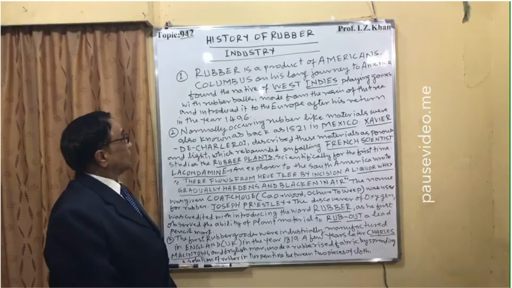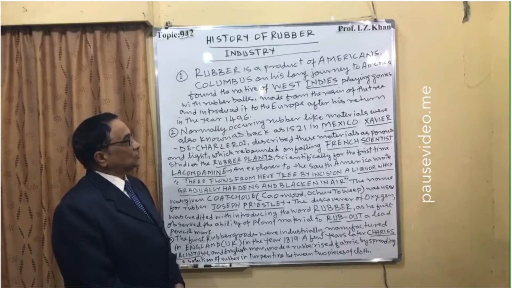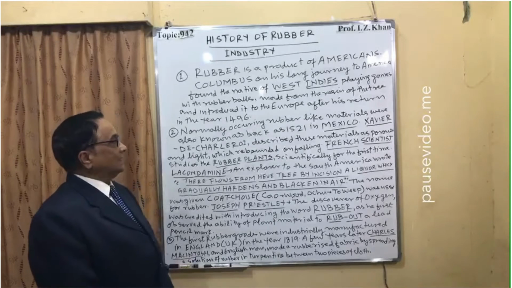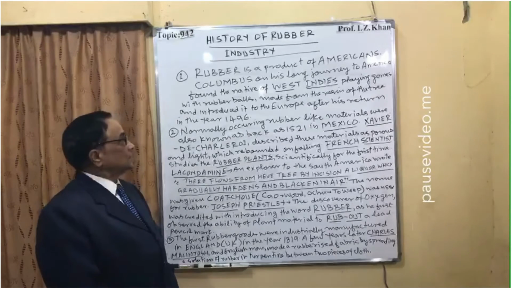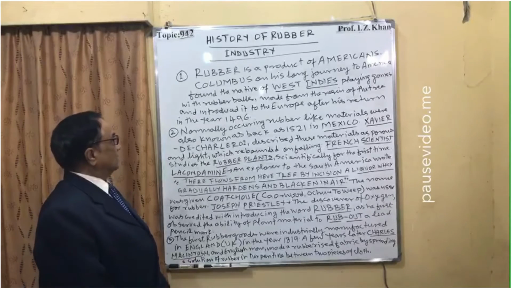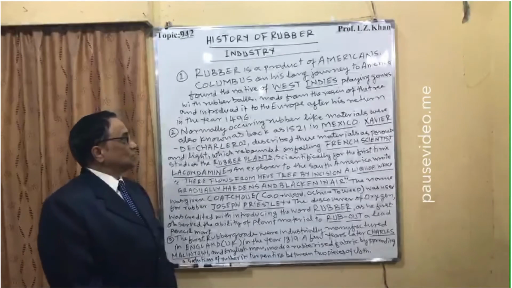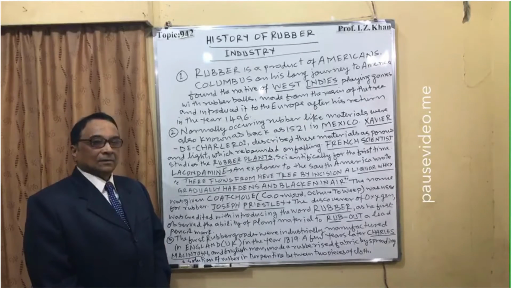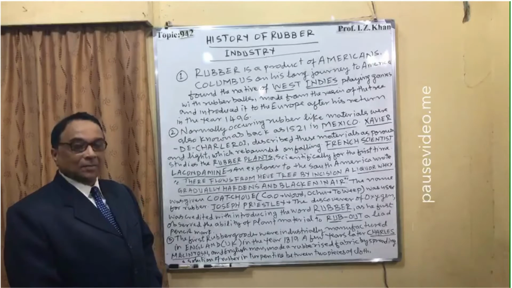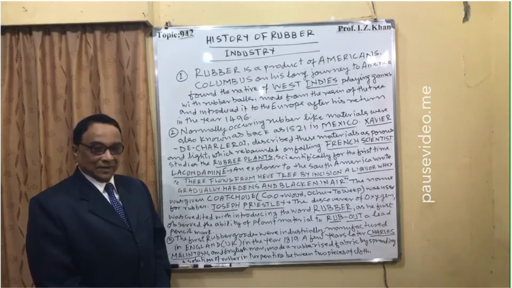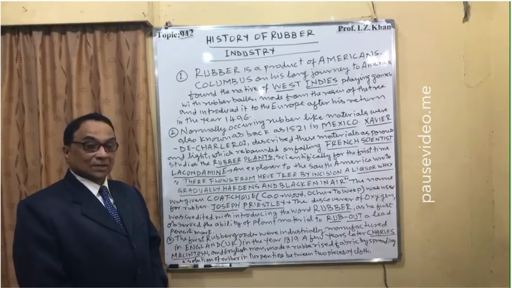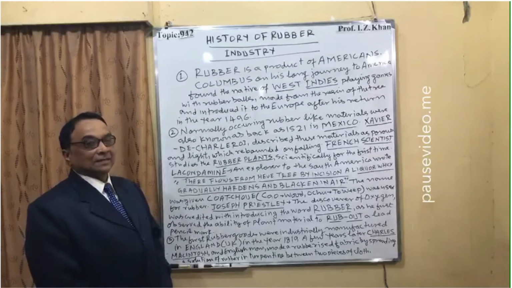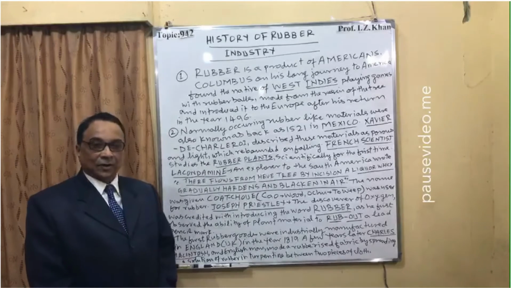And Columbus, on his long journey to America, found the natives of West Indies playing games with rubber balls made from the resin of the tree, and introduced it to Europe after his return in the year 1496. So actually rubber belongs to Americans. In West Indies they were using it in 1400 to play games, and that resin or liquid was extracted out from the tree.